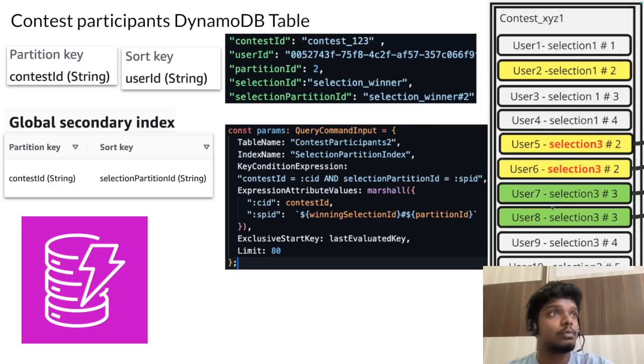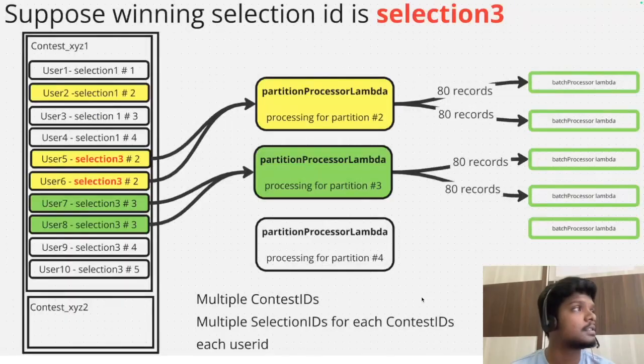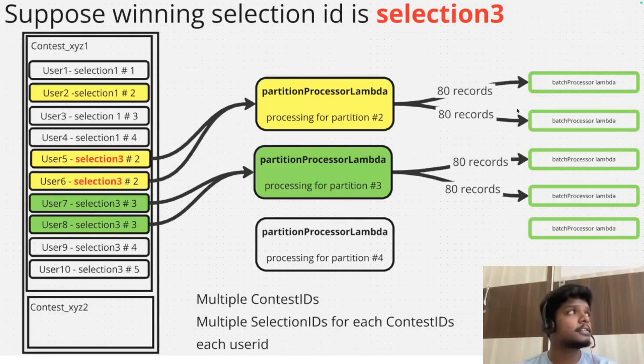So our database would look something like this, where there are records for multiple contests, XYZ and XYZ2. Here there will be multiple users 1 2 3 4 5 6 7 8, and then each might have selected selection ID 1, selection ID 2, and there will be different users in another contest, obviously. So selection ID 3, etc., and then each record will be assigned one partition ID, which will be like 2 3 4 5 2 2 2 3. So like this. So suppose the winning selection ID is selection 3.